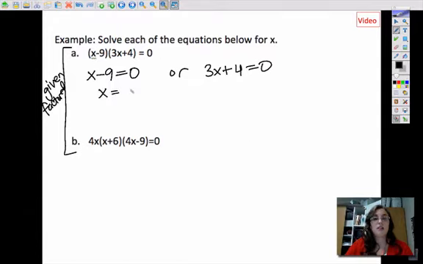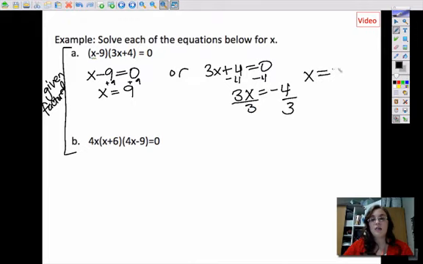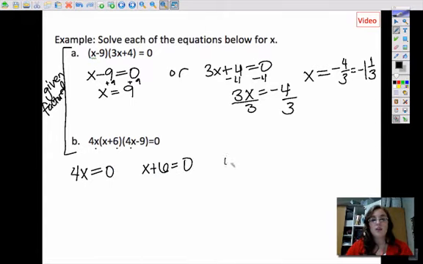So that means x either equals 9 by solving this equation, or by solving this equation, subtract 4, I get 3x equals negative 4, divide by 3, and I get that x equals negative 4/3, or negative 1 1/3. Okay? If I look at this third one, I've got 3 products, so I want 3 expressions multiplied, so I want to think about each of those parts, each of those factors being equal to 0.